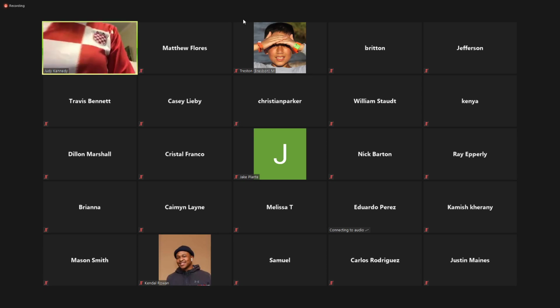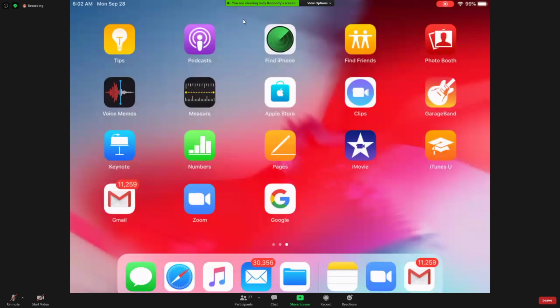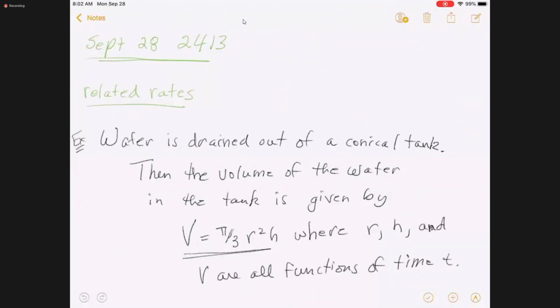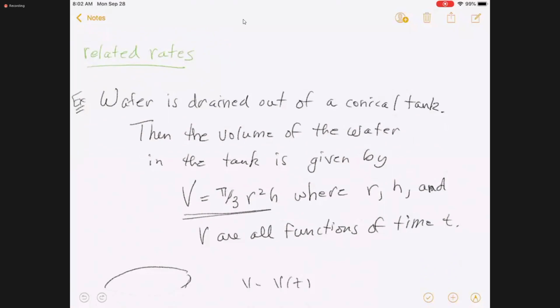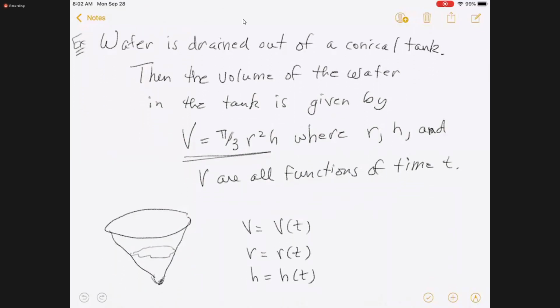Okay, let's get started. So we're going to talk about related rates. Consider the following problem. Water is drained out of a conical tank. So you've got this big tank and it's full of water, and you pull out the stopper and the water starts to drain out. Then the volume of the water in the tank is given by V equal to pi over 3 r squared h, where r, h, and V are all functions of time.